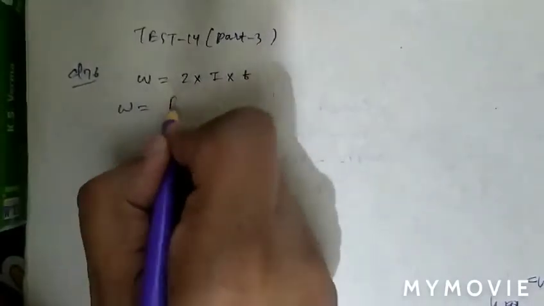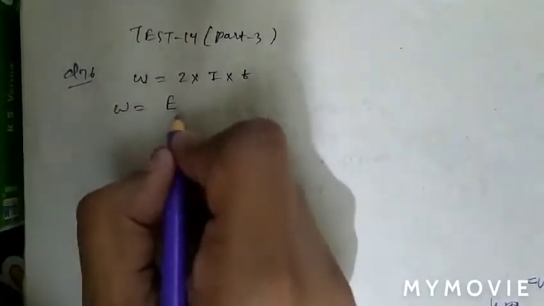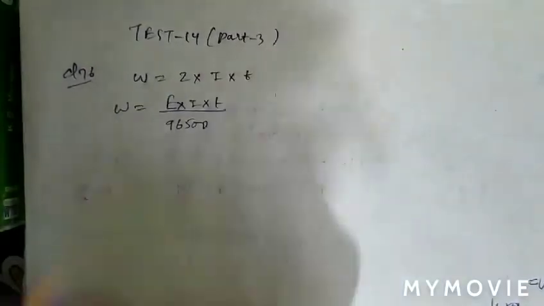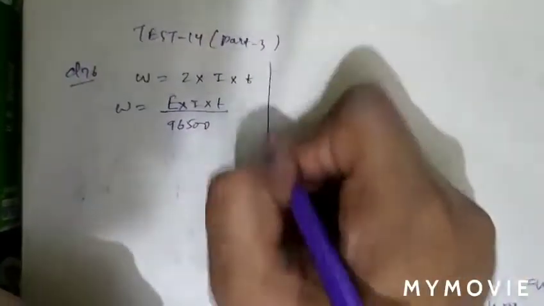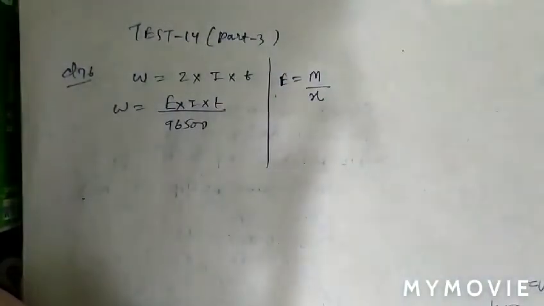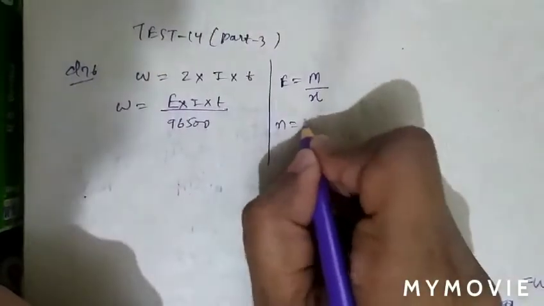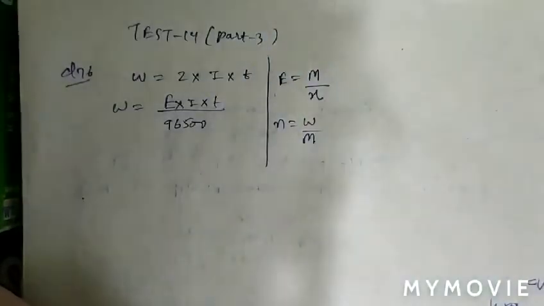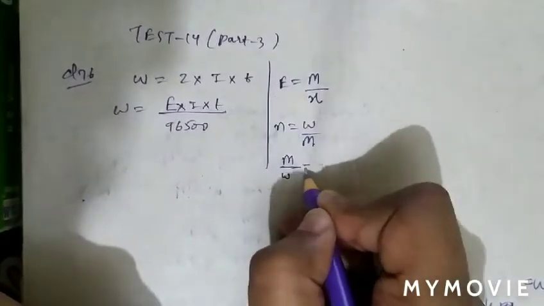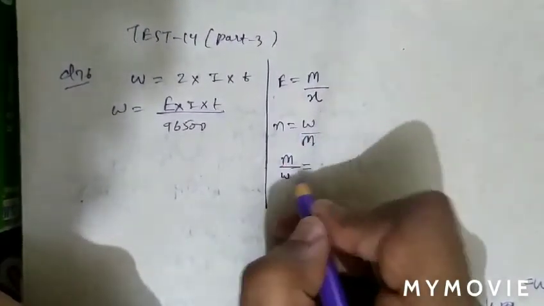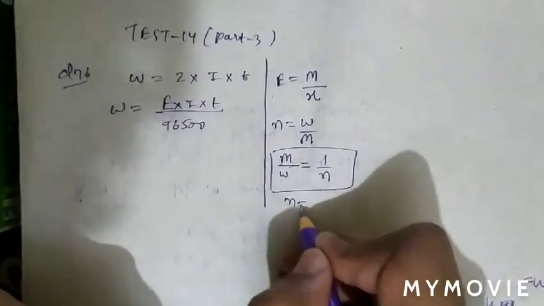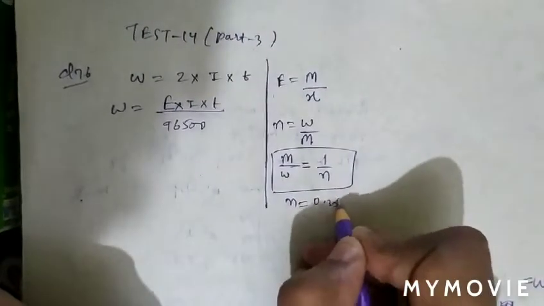So W will be equivalent mass into current into time divided by the Faraday constant, that is 965,000. As we know, equivalent mass is molecular mass divided by n factor. We have taken it as x. Also, number of moles is given mass by molar mass. So molecular mass divided by given mass will be equal to 1 upon number of moles, and the value of n is given there, that is equal to 0.25.